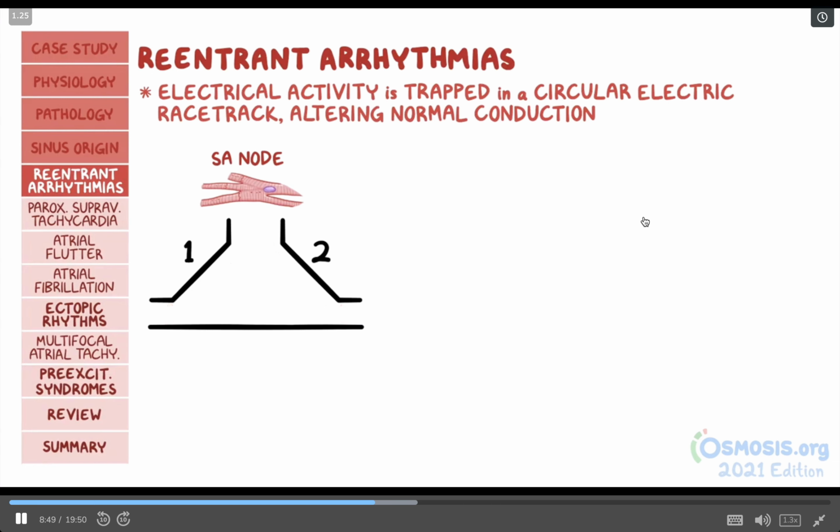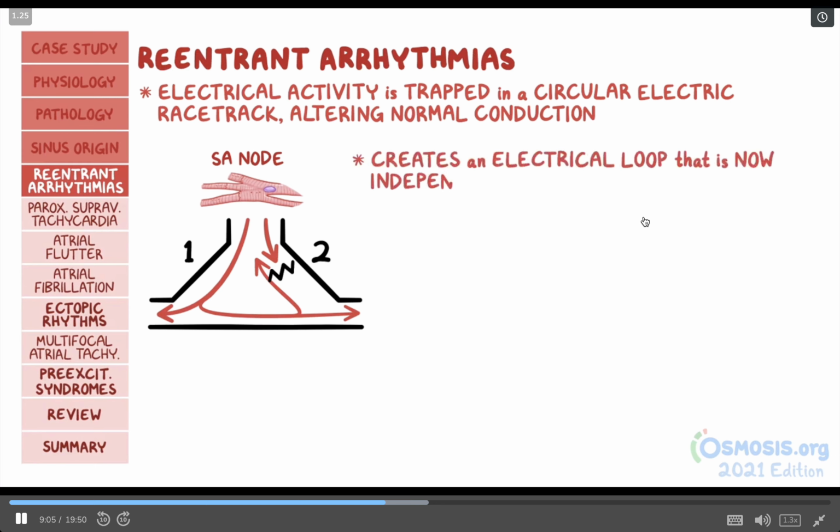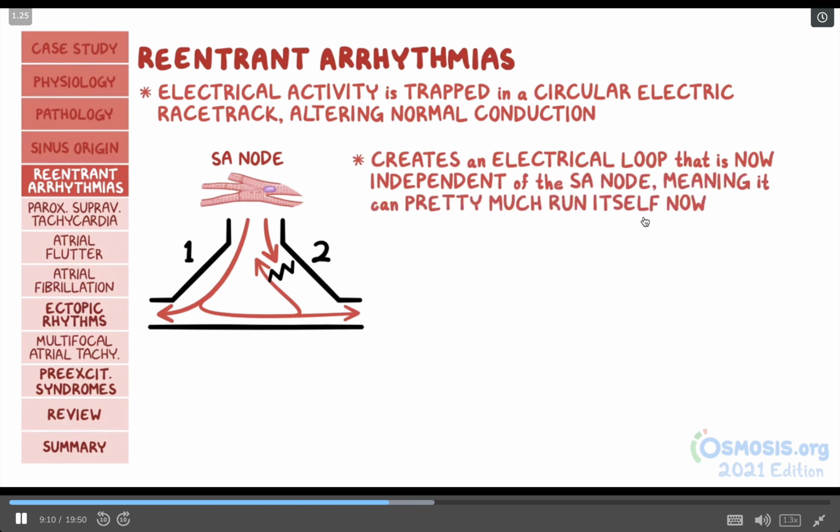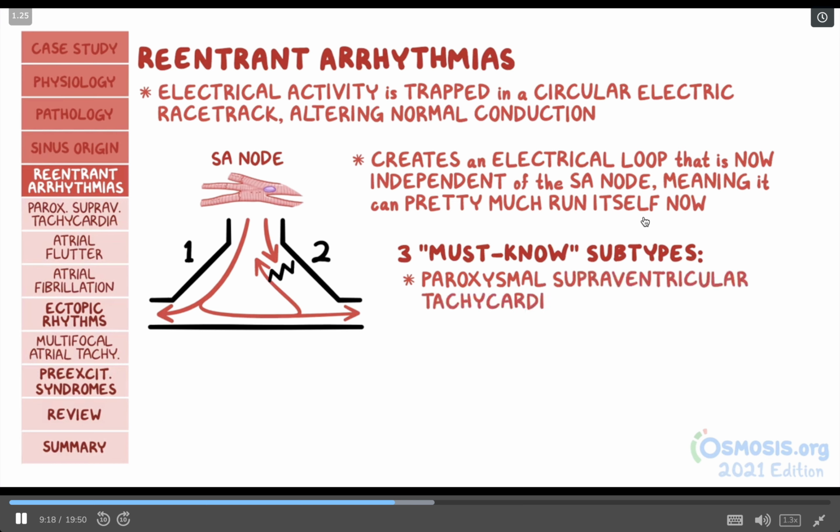Now, the wave of depolarization should go through both 1 and 2 at the same speed. But let's say pathway 2 is damaged during a myocardial infarction. Now that pathway 2 is slowed down, the wave of depolarization rushes through pathway 1 and then returns backwards through pathway 2. This creates an electrical loop that is now independent of the SA node, meaning it can pretty much run itself now. There are 3 must-know subtypes of reentrant supraventricular arrhythmias: paroxysmal supraventricular tachycardia, or PSVT, atrial flutter, and atrial fibrillation.